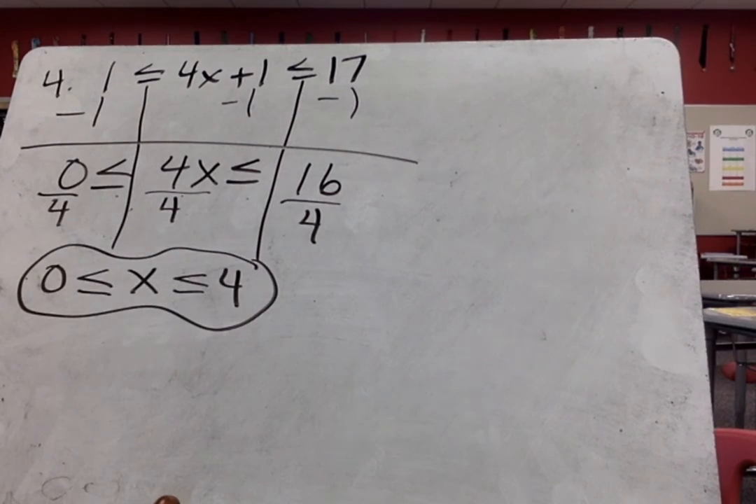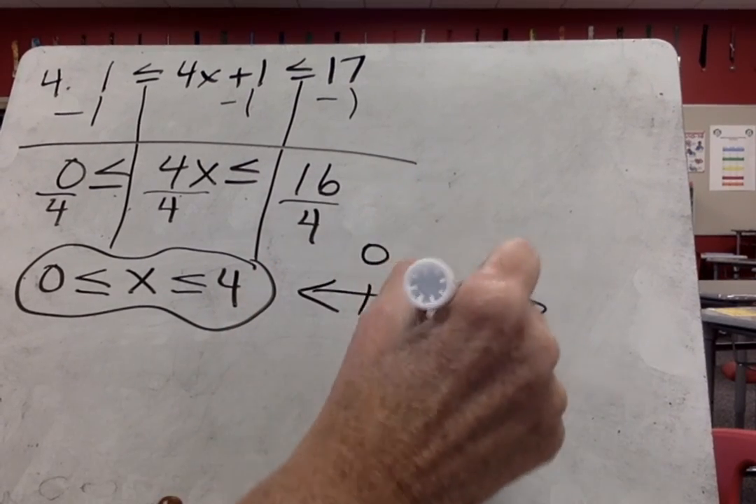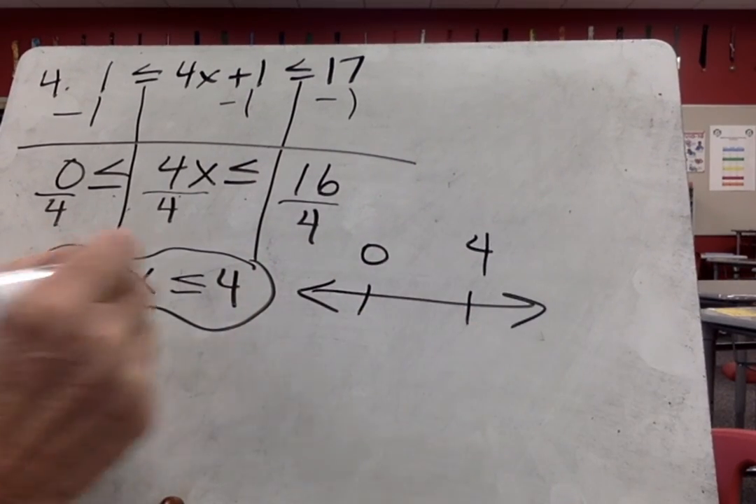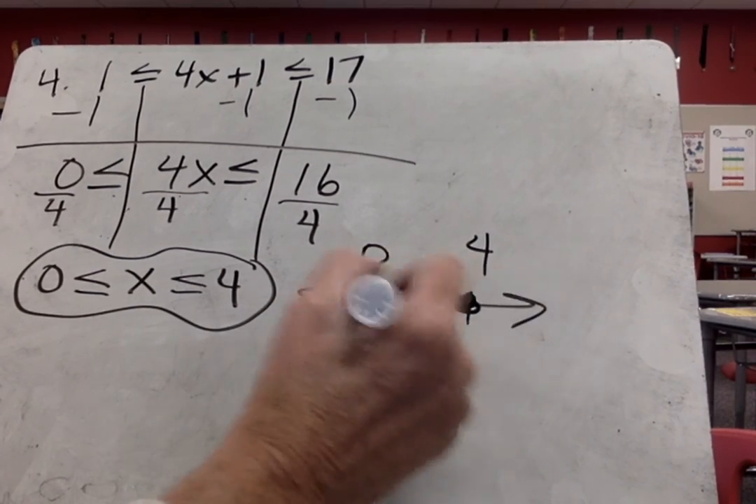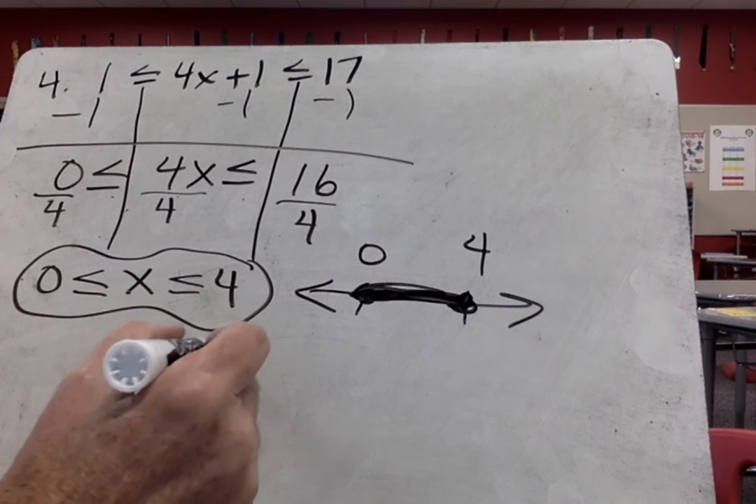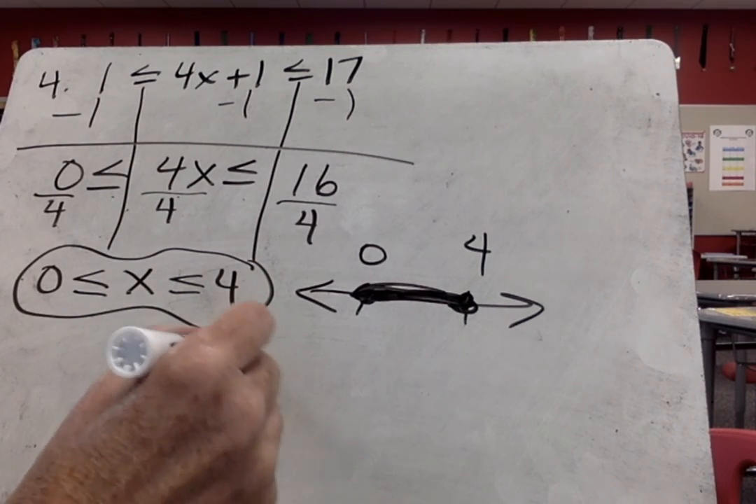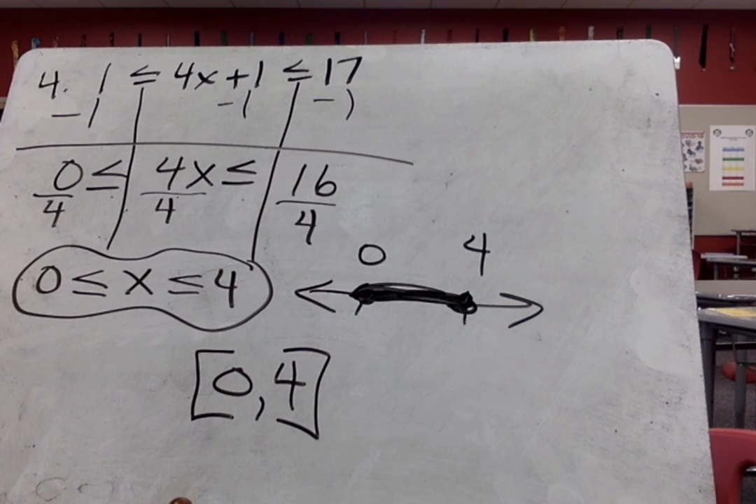Okay, we're going to graph that. 0, 4. Both of them are included because they have or equal to, and you shade in between. Now for our interval, both of them are included, so both brackets, and it's between 0 and 4, and that's our solution set. Okay, I know I went through this kind of fast, but you can do it. Slow it down if you need to.